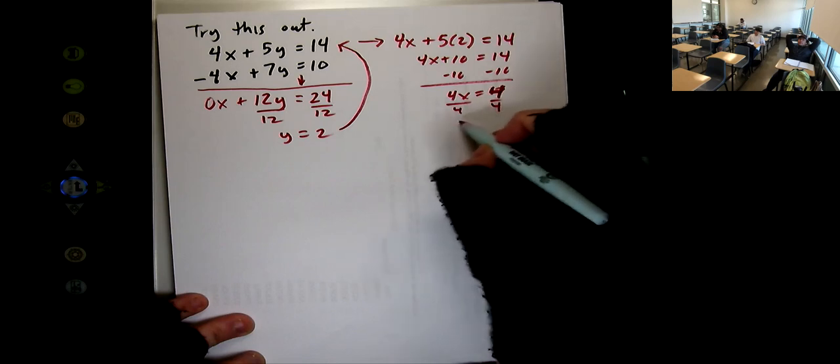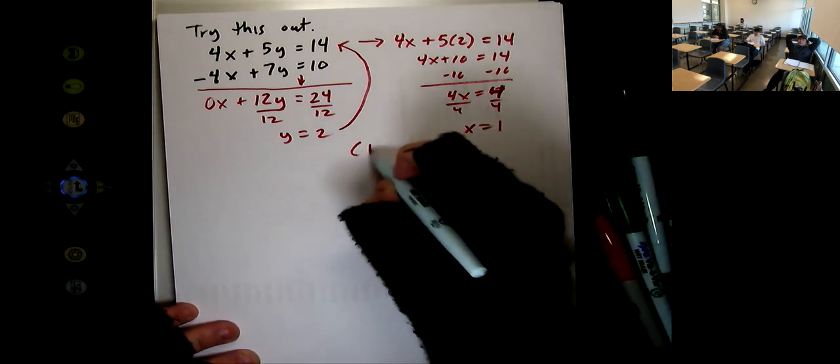Divide by 4 and we get x equals 1. The answer is 1, 2.